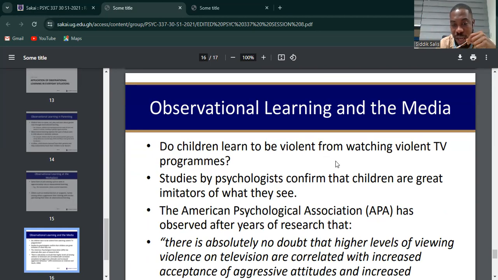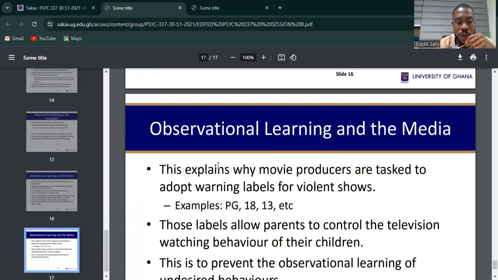Do children learn to be violent from watching violent TV programs? Then know the kind of programs your children watch and all that. Okay, we don't need to be told that.